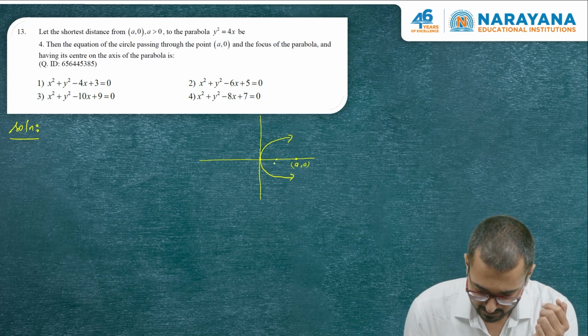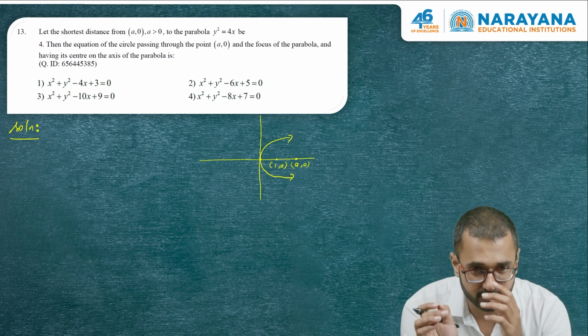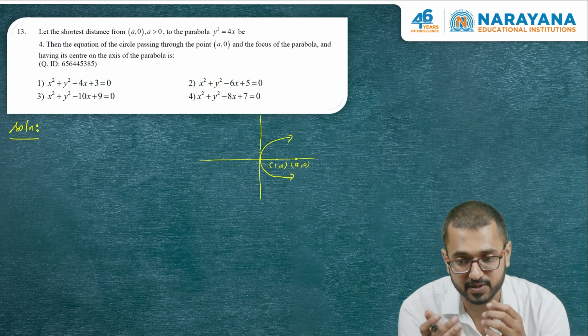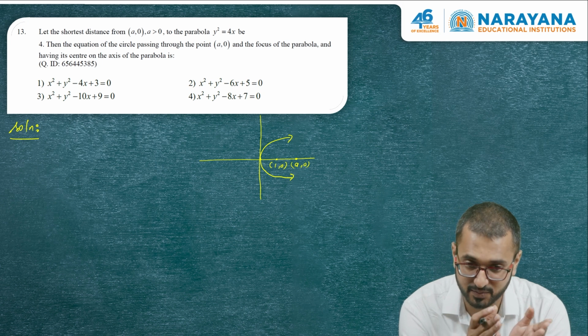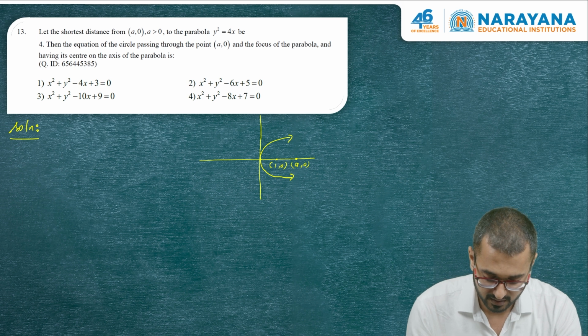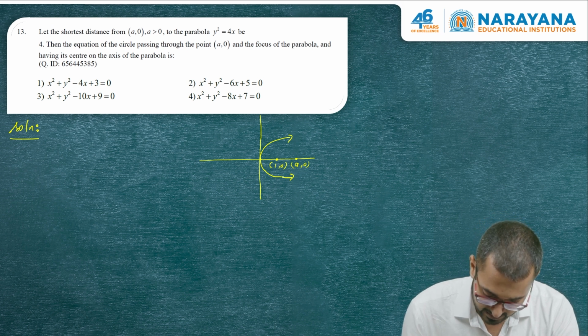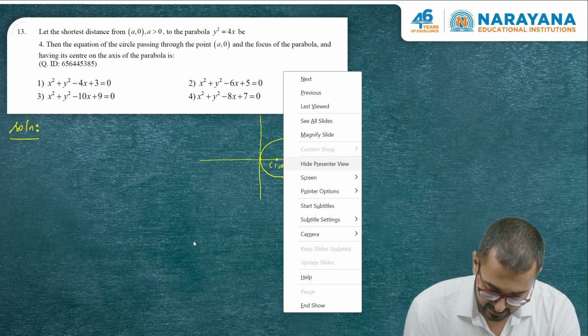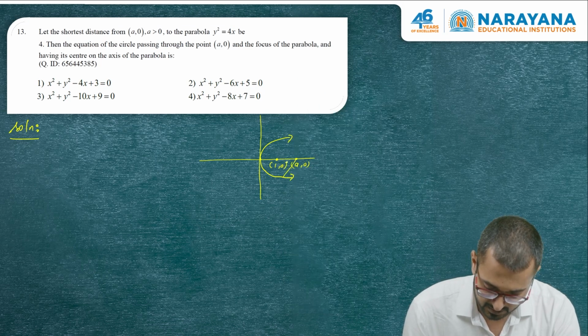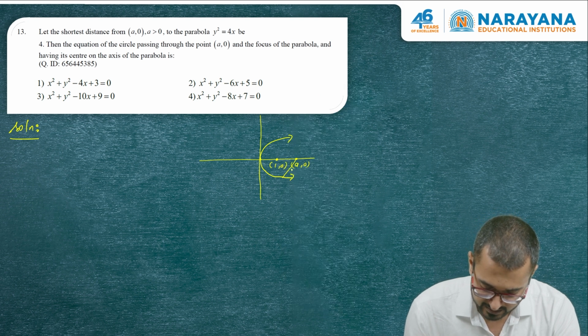And we have here 1 comma 0, the focus. Okay, this diagram is only for the reference. It's not to scale, otherwise you might question why a comma 0 is not before 1 comma 0. It can be anywhere, we don't know what is a comma 0. So now they are saying, okay, the shortest distance they have given from a comma 0 to the parabola. So that means somewhere at this point, let us say we are getting the shortest distance, and let us say this is given to be 4.